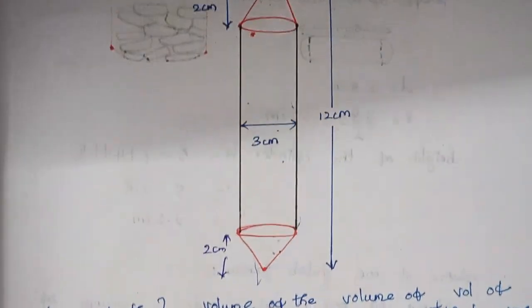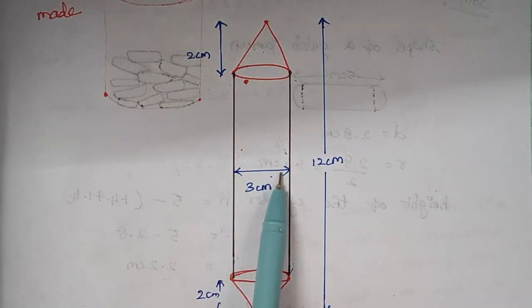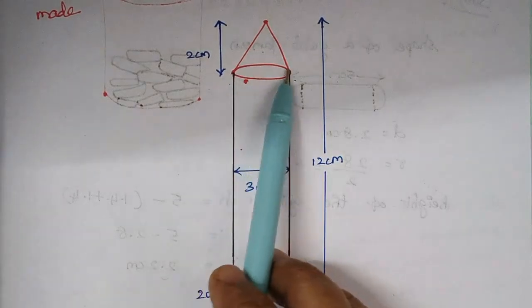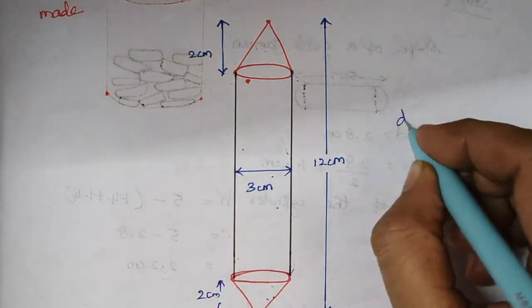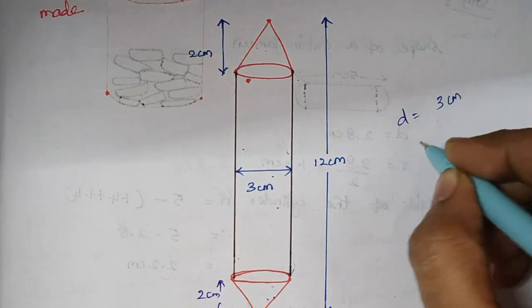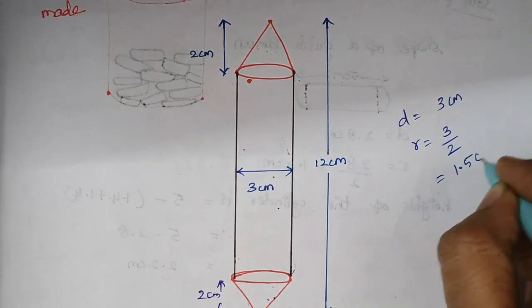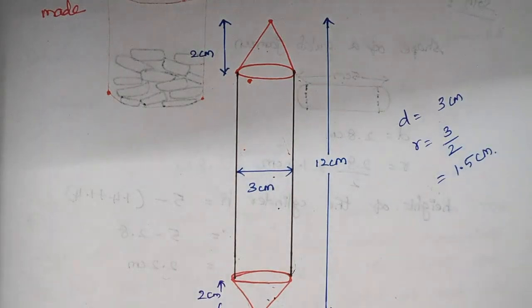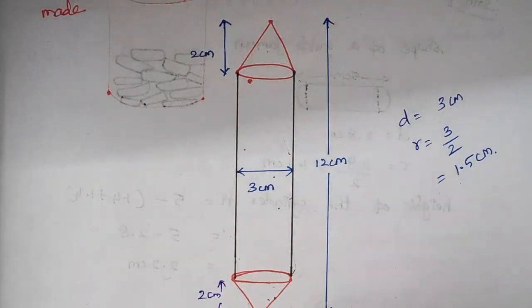So here you see, we are given the diameters, right? The diameter of the cylinder is the same as the diameter of the cone, because obviously they are attached to one another. So here the diameter is 3 centimeter. Then what about the radius? It is 3 by 2, which is 1.5 centimeters. This radius is common for both the cylinder as well as the cones.